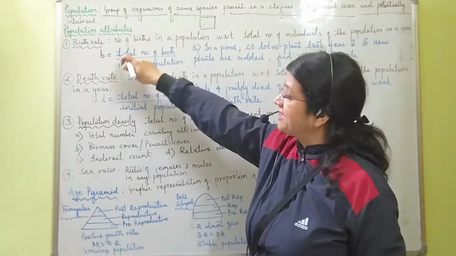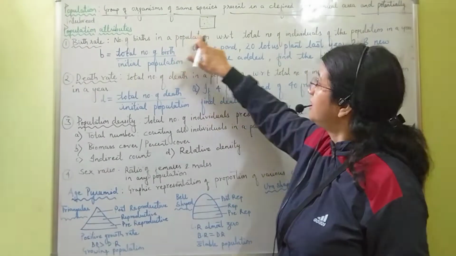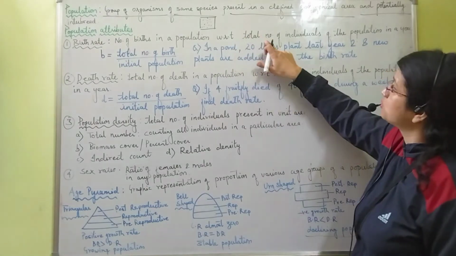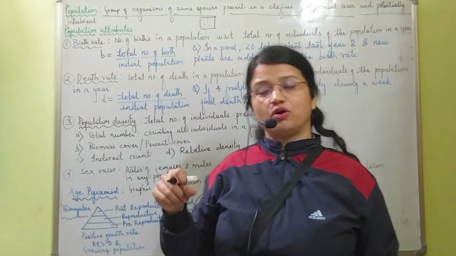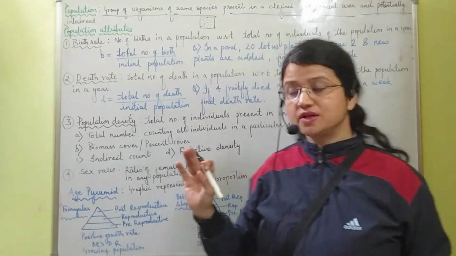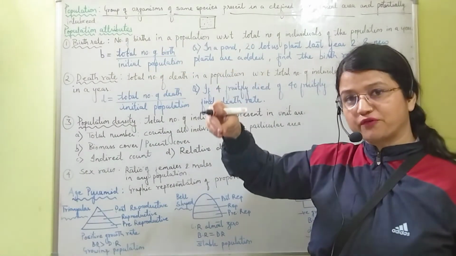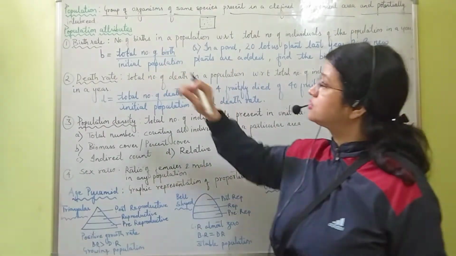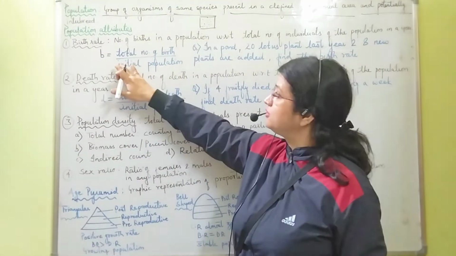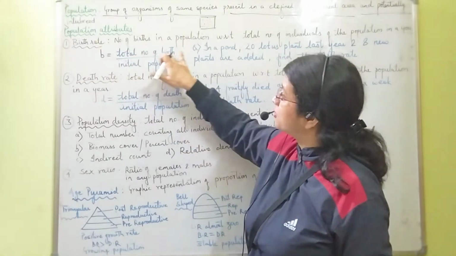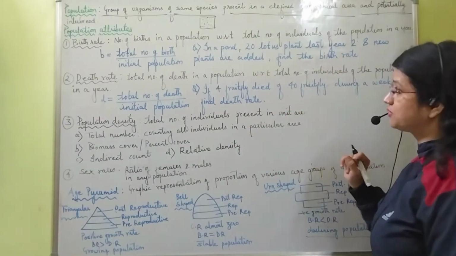Birth rate can be defined as the total number of births in a population with respect to the total number of individuals of the population in a year, or we can say in unit time. Clear? So the number of births in a population with respect to the total number of individuals in a unit time is called birth rate. To find out the birth rate, we can divide the total number of births by the initial population. Clear? So let's see a question.